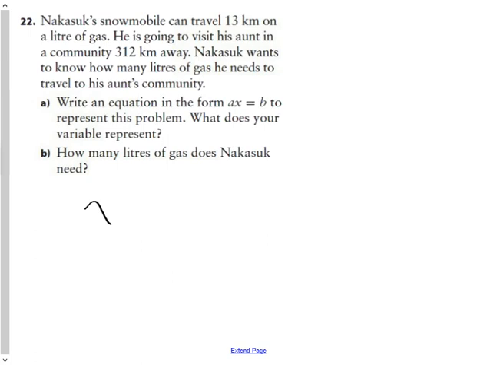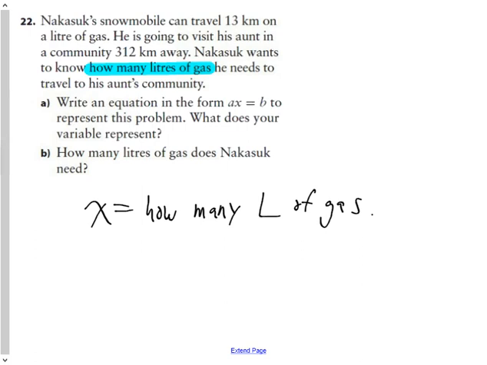So the first thing we're going to do is define our variable x. X is going to be exactly what I told you before: how many liters of gas he needs. So if I think about 1 liter of gas or 2 liters of gas, since 1 liter of gas can go 13 kilometers, then 13 multiplied by x will equal the total distance.